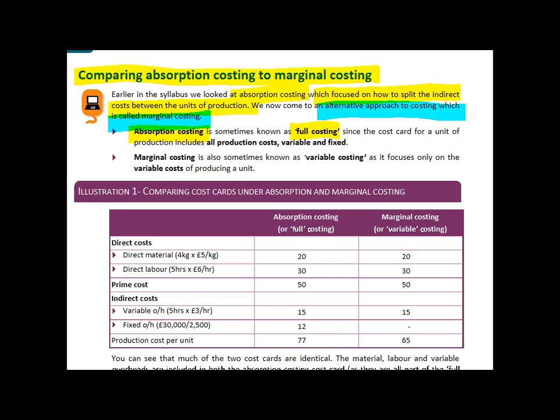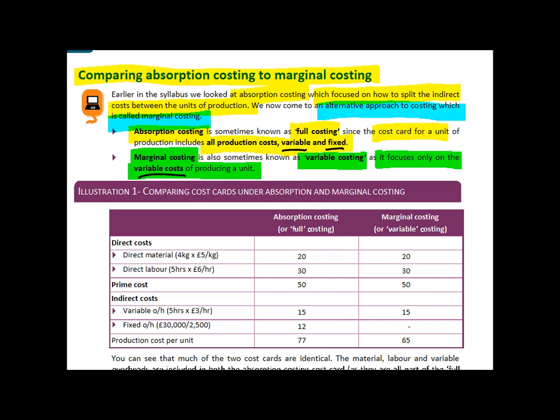Because under absorption costing, the cost card for a unit, if you remember, the cost card is where we summarise the various costs that we incur making a unit, the cost card will include all production costs, both variable and fixed. That's why it's called full costing, because it includes all production costs. Marginal costing, on the other hand, is sometimes known as variable costing, because marginal costing focuses only on the variable costs of producing a unit. It actually ignores the fixed costs of making a unit.